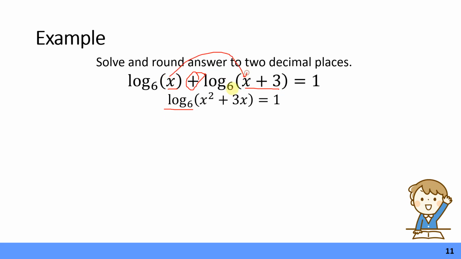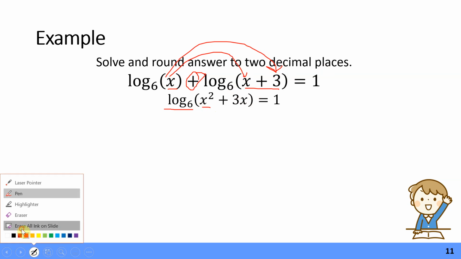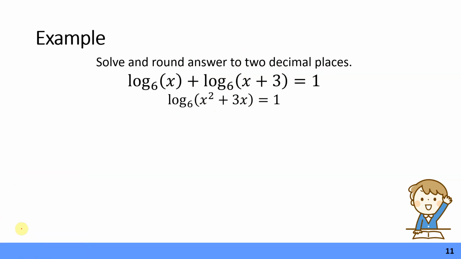So x times x, that's how I got the x squared. And then the x times 3, that's how I got the 3x. The right side stays exactly the same. So again, if you have no idea what I'm doing, I'm just using the properties. Remember, the property says that when we add, we combine them into a single log, and whatever was inside the parentheses is multiplied. So step 1 is done. I have a single log now.